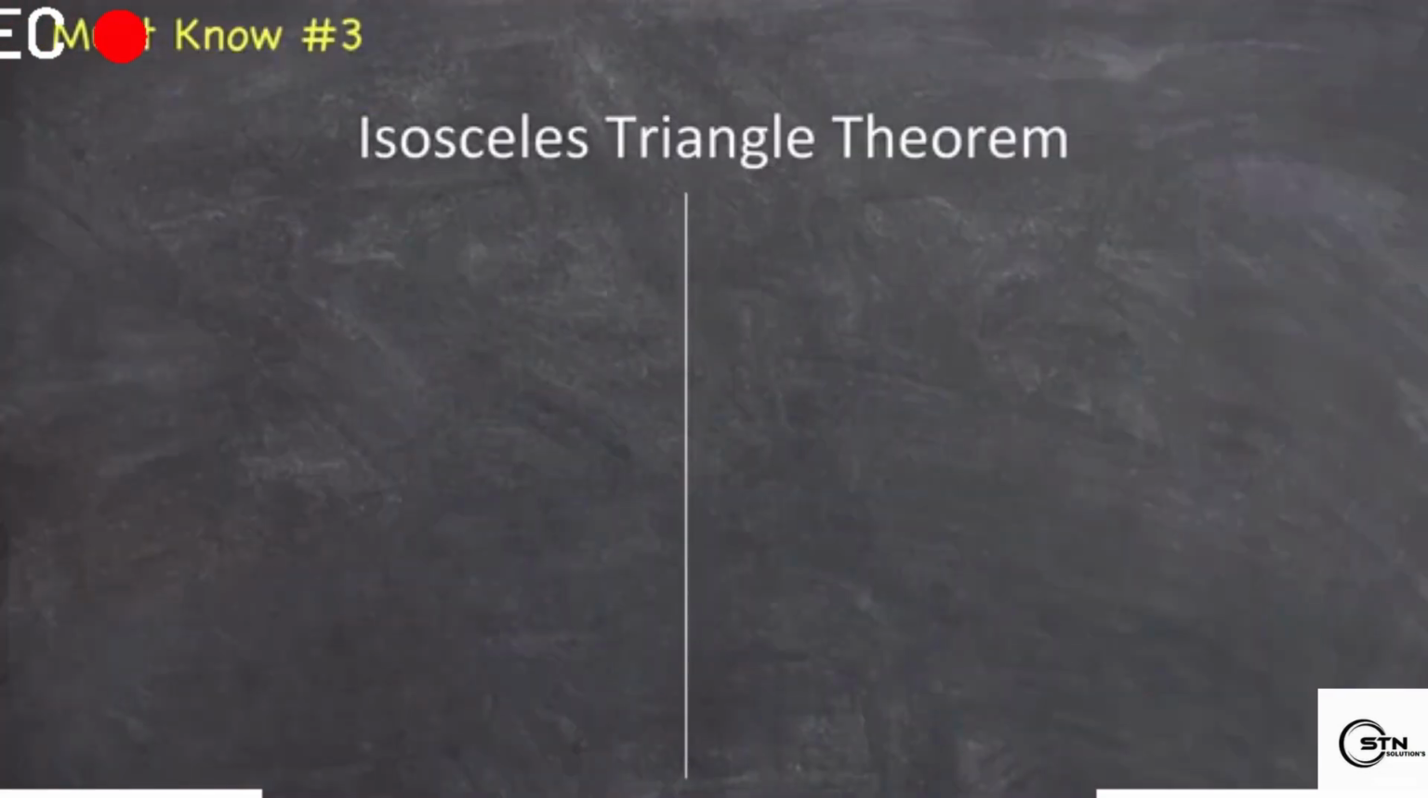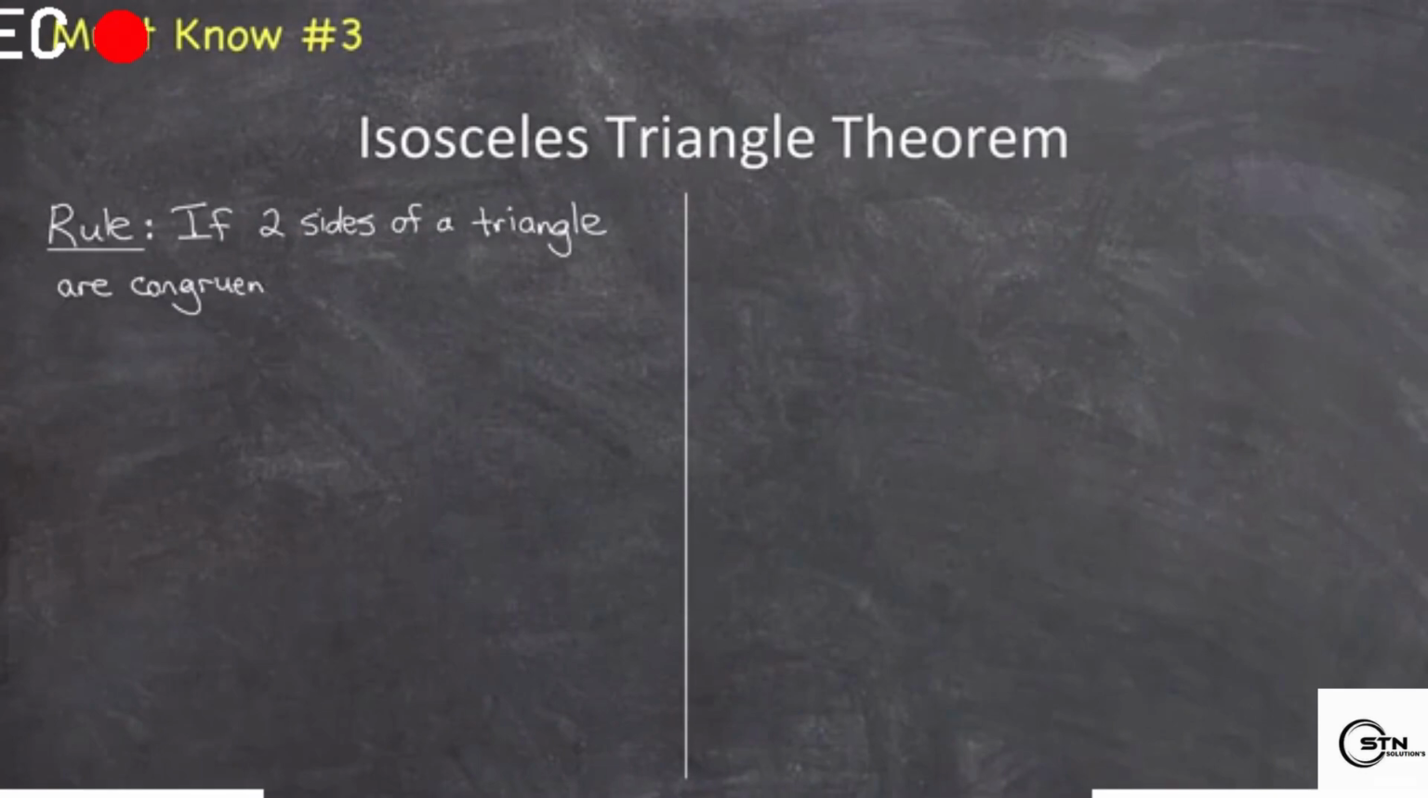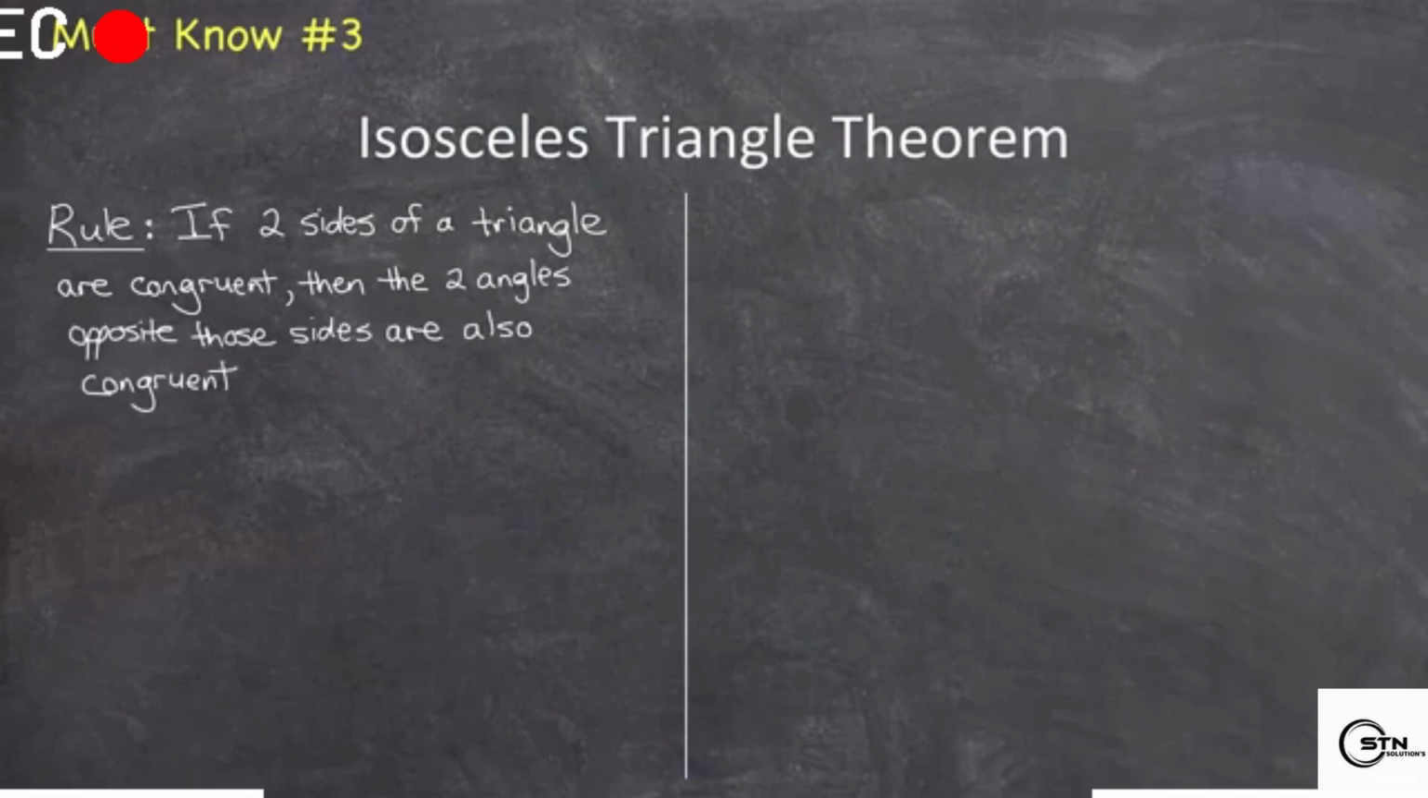Must know number 3, the isosceles triangle theorem. This rule states that if two sides of a triangle are congruent, then the angles opposite from those sides must also be congruent. So I'll draw a triangle that has two sides of equal length.